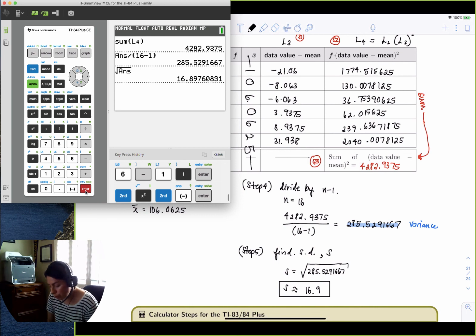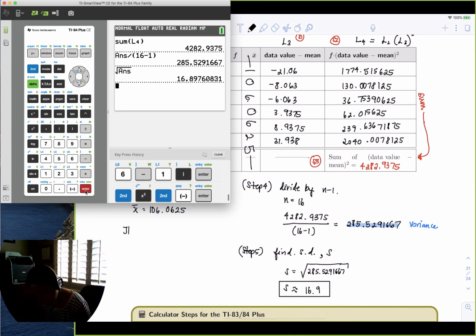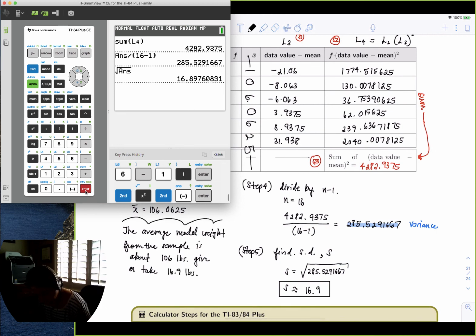And so if we wanted to interpret, we would just say that the average model weight from the sample is about 106 pounds, give or take 16.9 pounds. That's what we would do in a conversation.